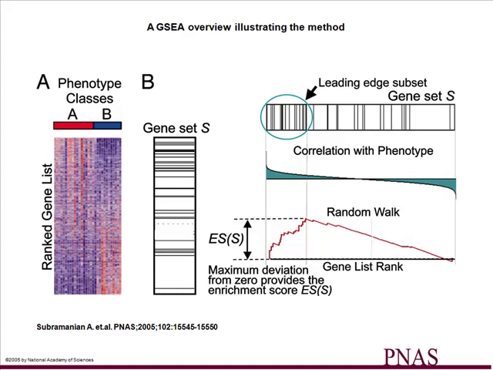It's just a trick that you use to calculate the p-value. But ultimately, what it's asking is, are there more things in the gene set at the top of the list or at the bottom of the list, which is exactly the same question the WMW answers.